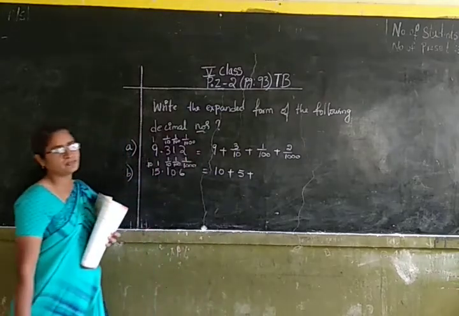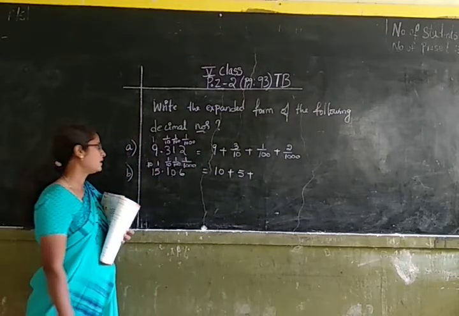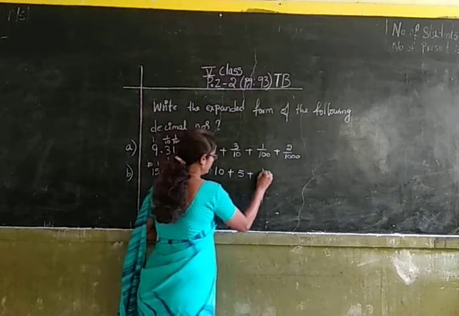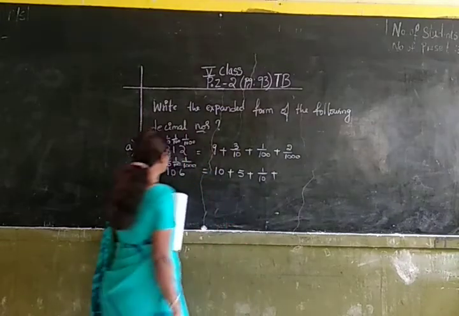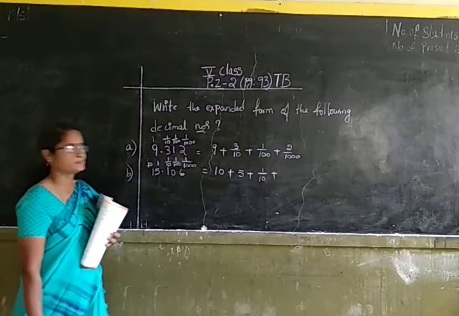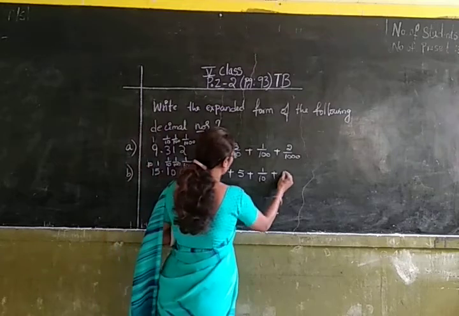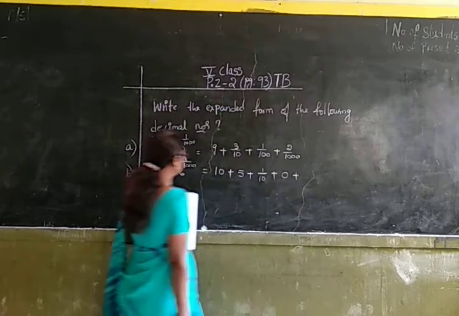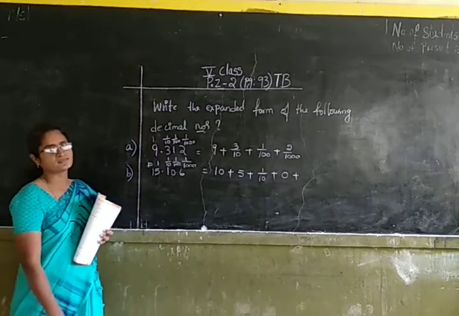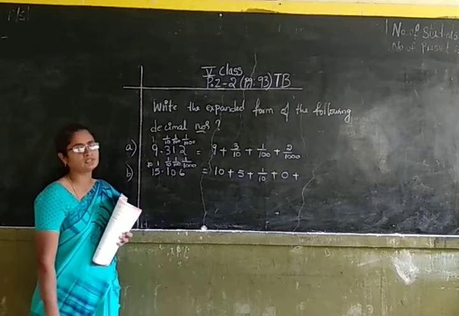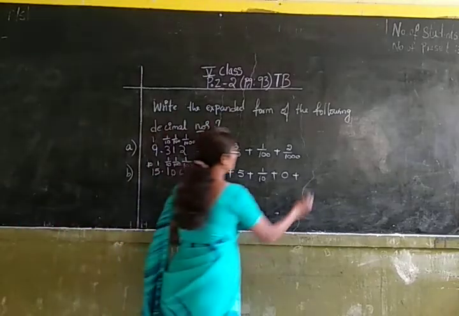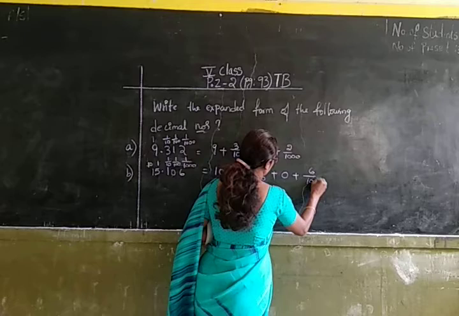1 is in tens place, so its place value is 1 into 1 by 10, which is 1 by 10. 0 is in hundreds place, so its place value is 0 into 1 by 100, which is 0. 6 is in thousands place, so its place value is 6 into 1 by 1000, which is 6 by 1000.